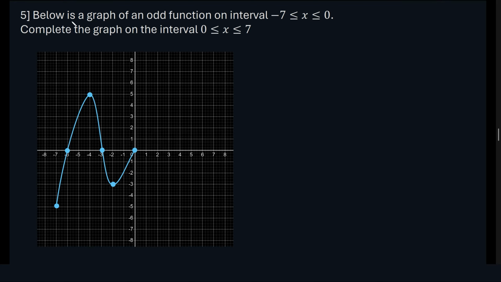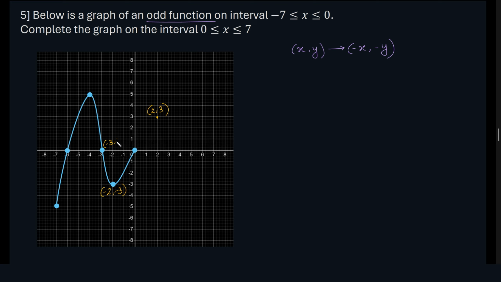Question 5. Below is a graph of an odd function on the interval minus 7 less than or equal to x less than or equal to 0. Complete the graph on the interval 0 less than or equal to x less than or equal to 7. Since it's given that this is an odd function, we will apply the rule for symmetry across the origin. That means if we have (x, y), then we also have (negative x, negative y). This is negative 2 and negative 3. That means we also have 2 and 3.